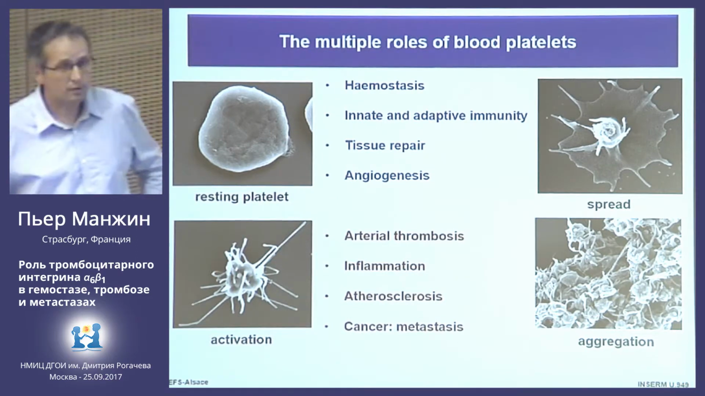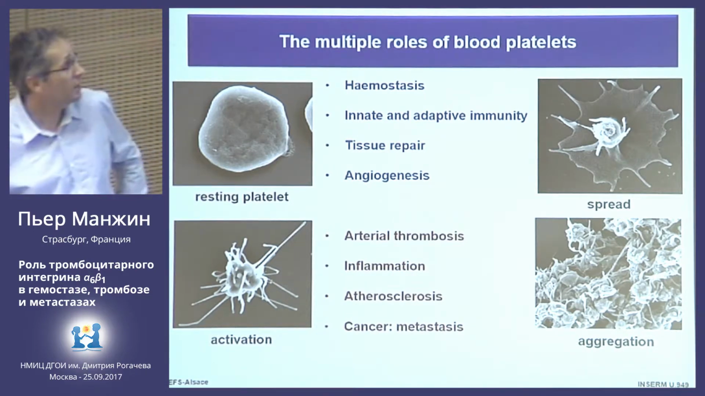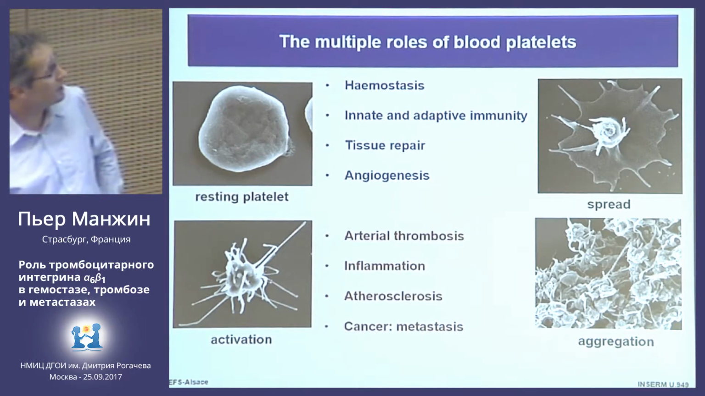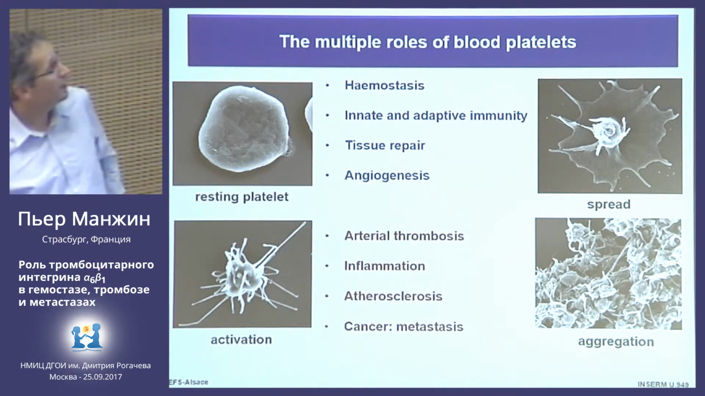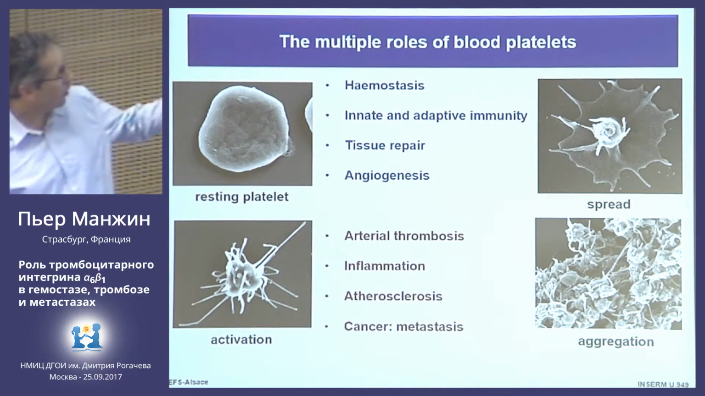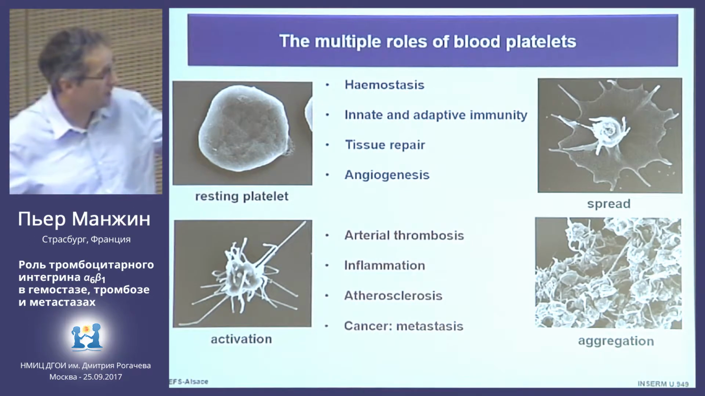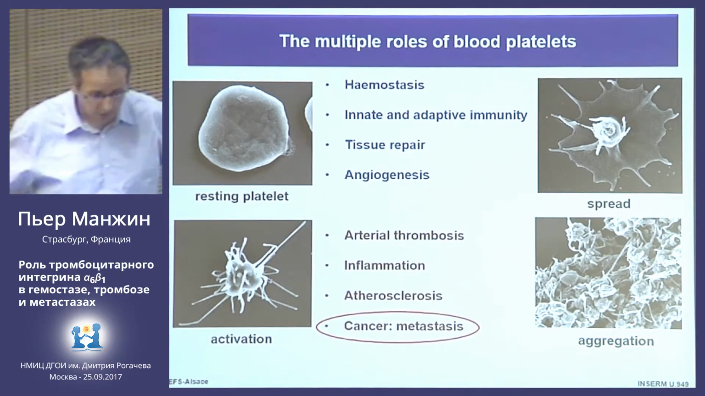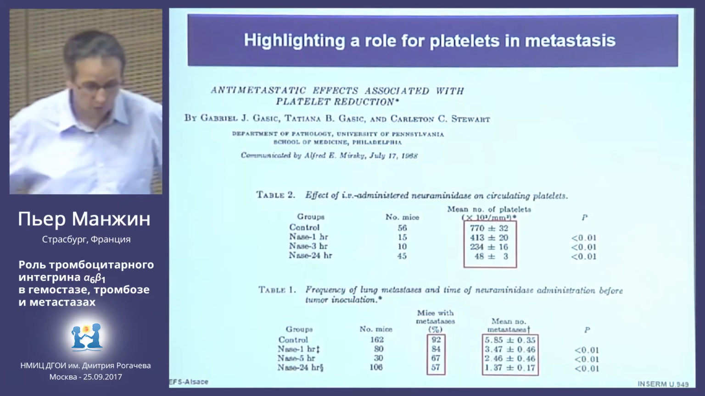So we know that platelets play a main role in hemostasis and arterial thrombosis, but they are also involved in many additional processes, some physiological, such as innate and adaptive immunity, tissue repair, angiogenesis, but also in pathology: inflammation, atherosclerosis, and in cancer, notably in metastasis. And we got interested in their role in tumor metastasis.